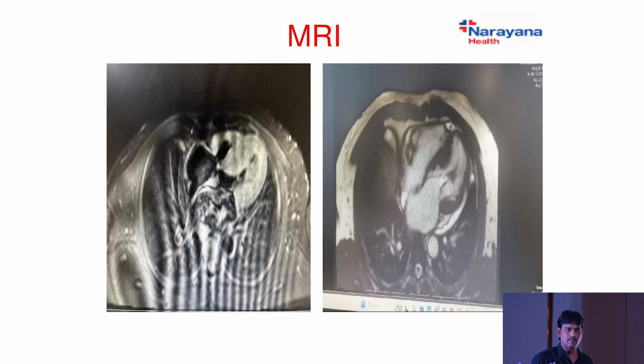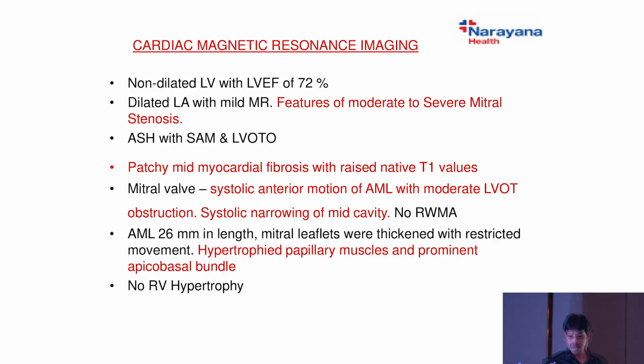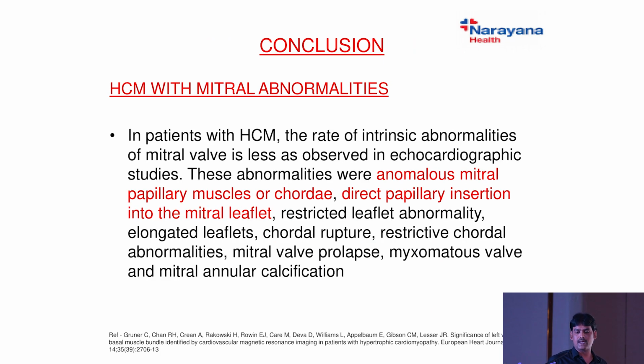Coming to the other multimodality imaging, MRI also proved that there was significant HOCM at mid-level, hypertrophic obstructive cardiomyopathy, and features of moderate to severe mitral stenosis. The AML length was around 26 mm. Mitral leaflets were thickened with restricted movement, with hypertrophied papillary muscles and prominent papillary muscle attachment. Coming to the conclusion: HCM with mitral abnormalities.